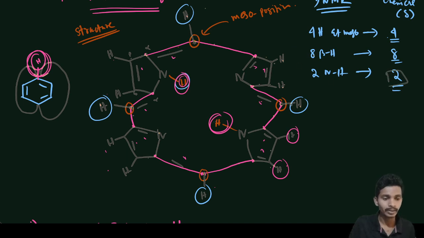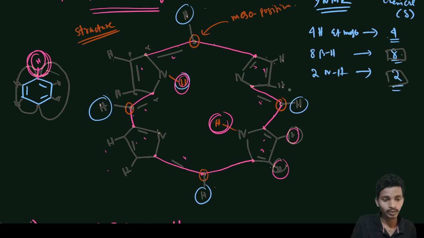Similarly, these beta hydrogens are outside of the magnetic field, meaning this type of atoms are outside of the chemical shift region, so they will get highly de-shielded. So a high chemical shift value will be obtained. That's why the 8 beta hydrogens will get a chemical shift value at 8.